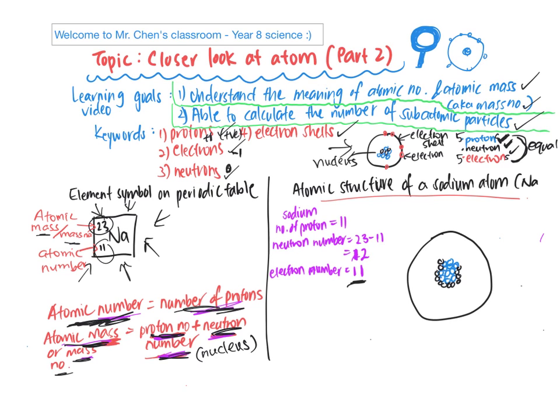The reason why we don't take electrons into account is because an electron is 1,800 times lighter. It becomes ignorable. We just ignore the fact that the electron weighs anything because it is just too light.